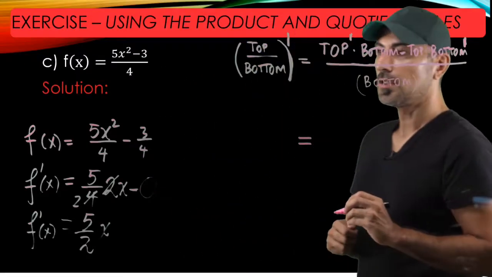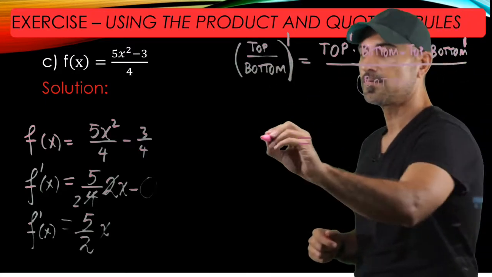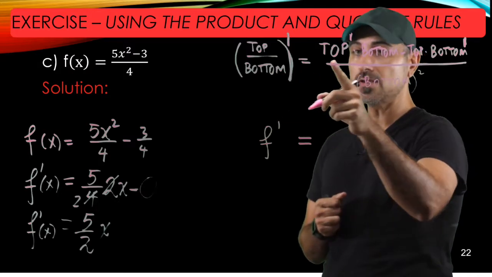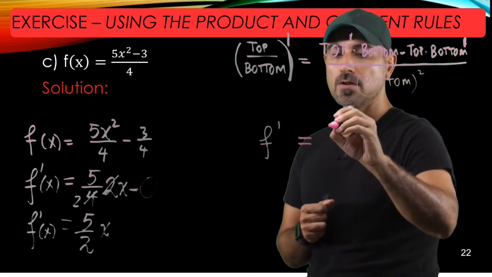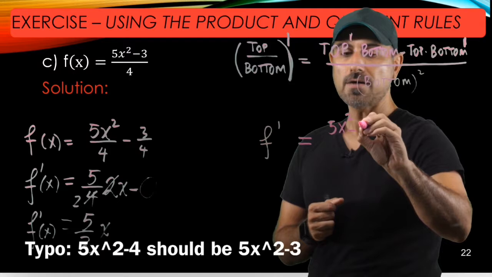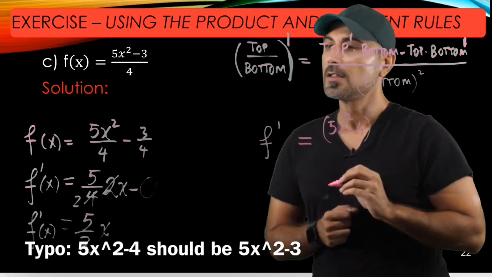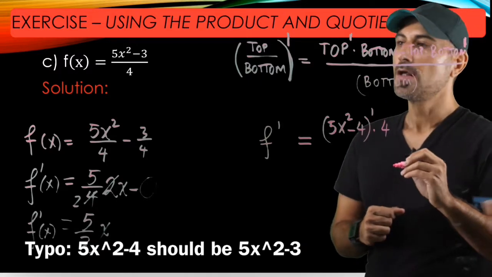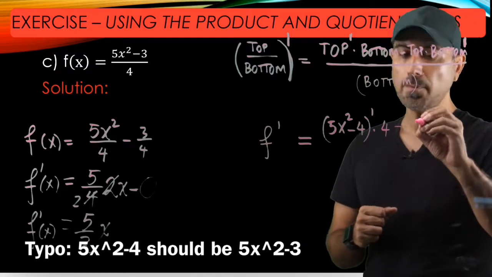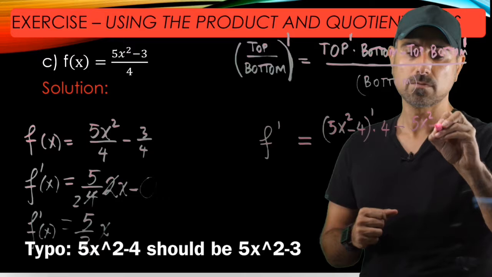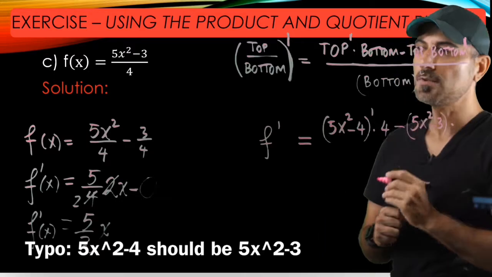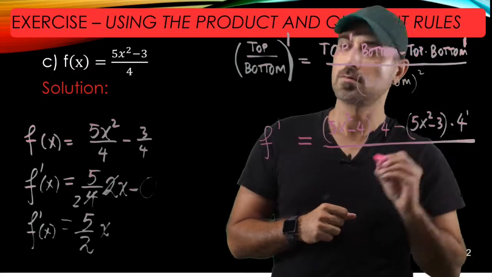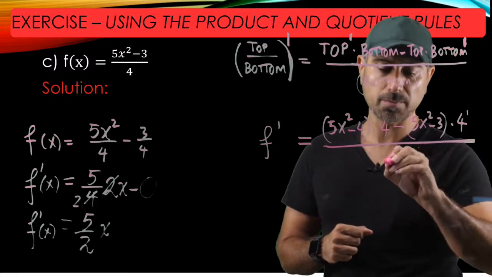Here we go. So the derivative of f is equal to, since it's a quotient, the derivative of the top, so let me just write precisely, 5x squared minus 4 prime, times the bottom, which is 4. Okay. And then minus the top times the bottom prime, 4 prime, all divided by the square of the bottom.